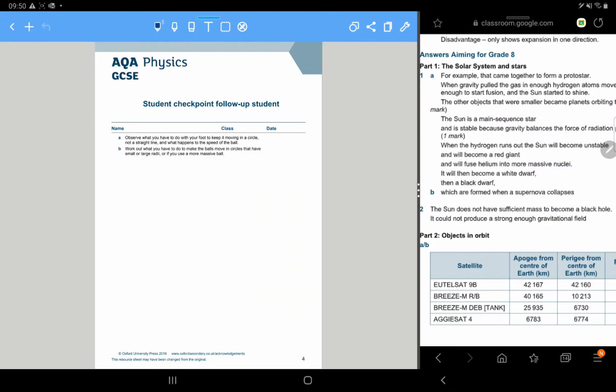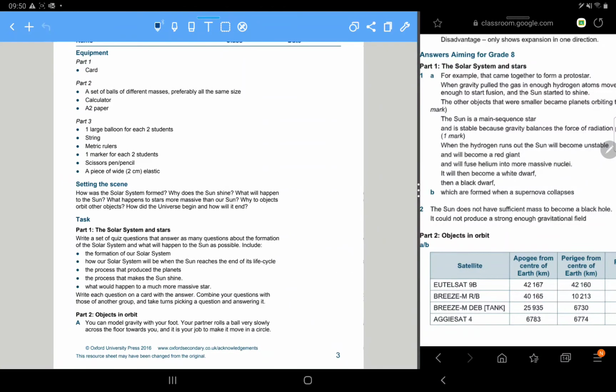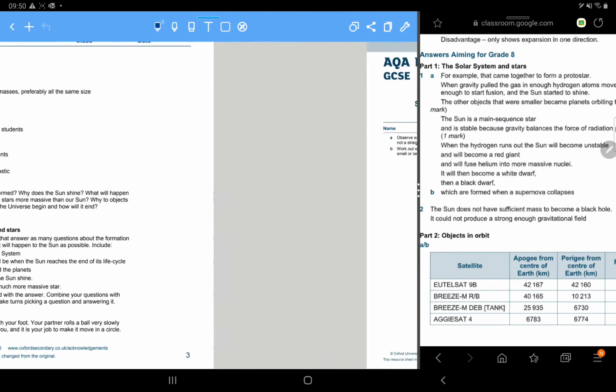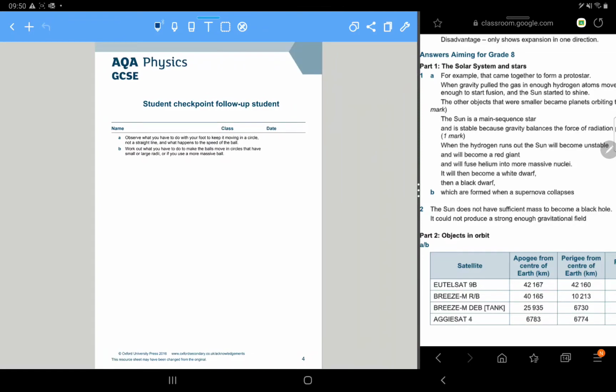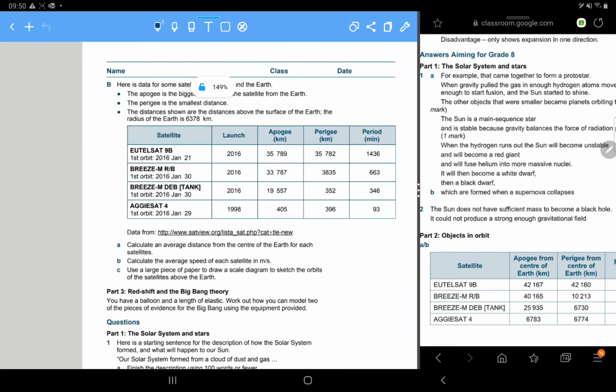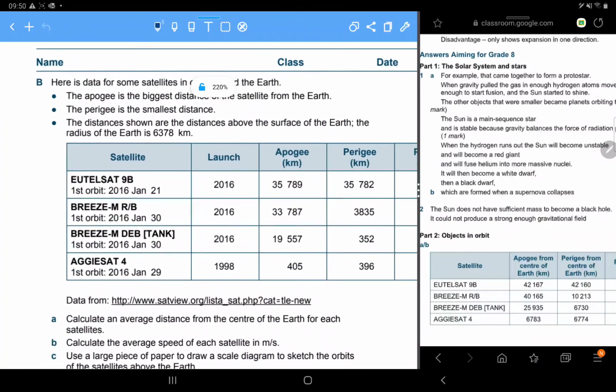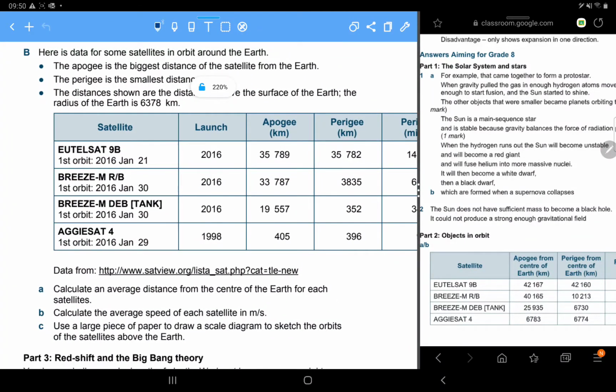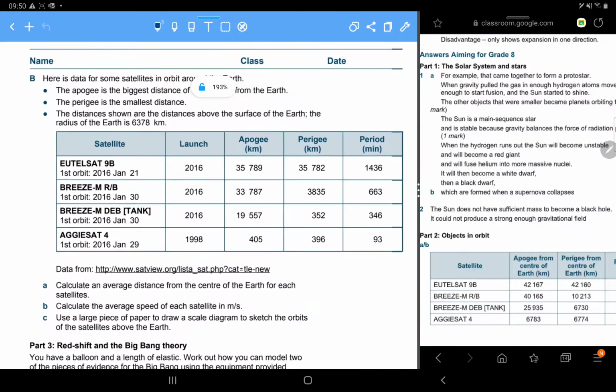We next come to the question here, which is about the satellites. Once again, it can be a little confusing. We've got some information about satellites, and this is actually just maths manipulation. So the apogee is the biggest distance of the satellite from the Earth.